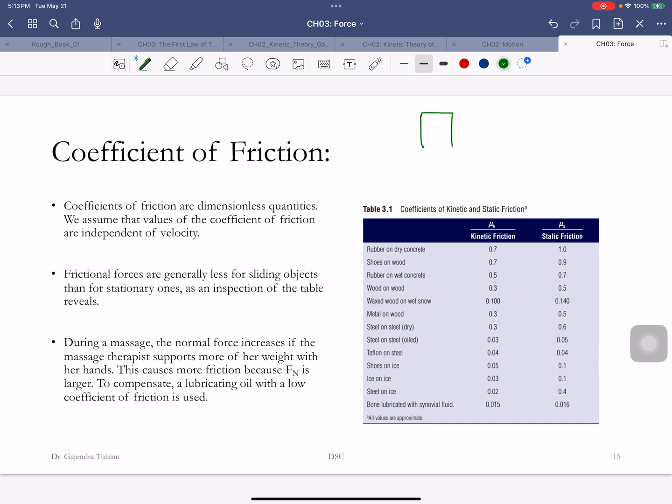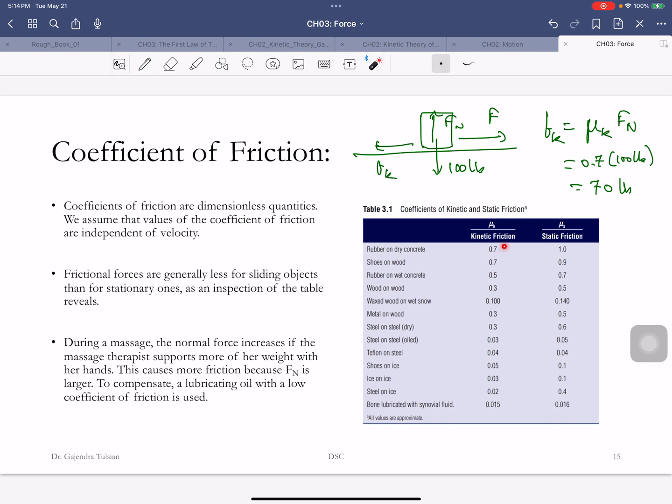So let's say you have 100-pound blocks sitting on the floor. So the normal force would be 100 pounds in this case. If this is a 100-pound rubber block sitting on dry concrete, the force you need to apply to keep moving it at a steady velocity should equal the friction force. And the friction force would be mu k times the normal force, which is 0.7 times 100 pounds, 70 pounds.